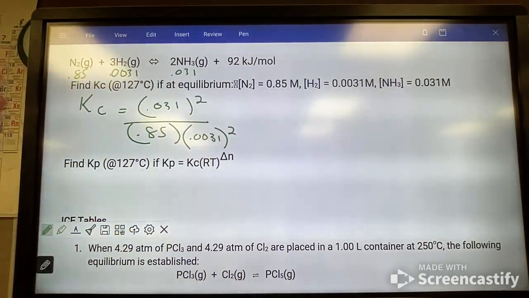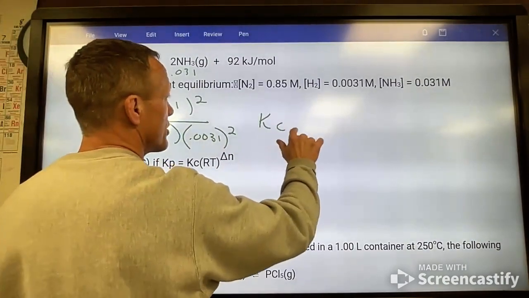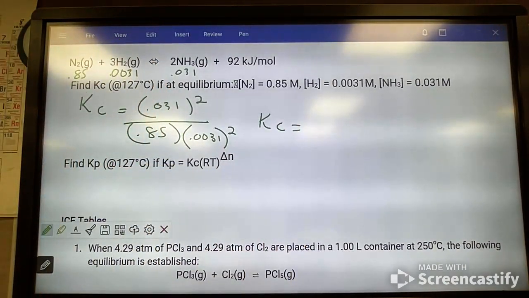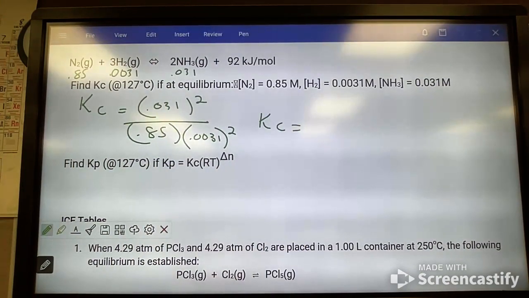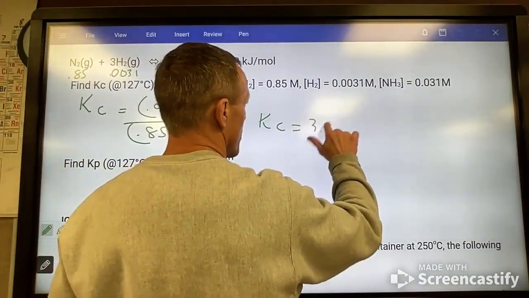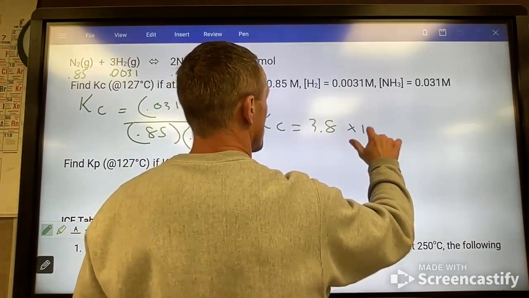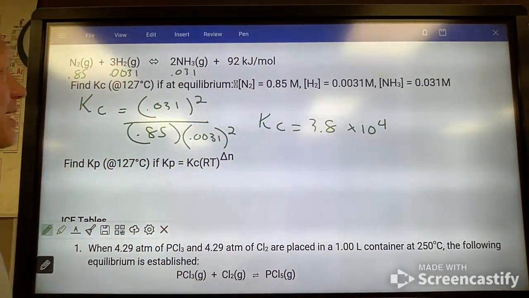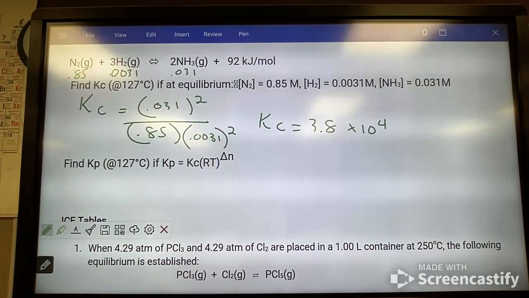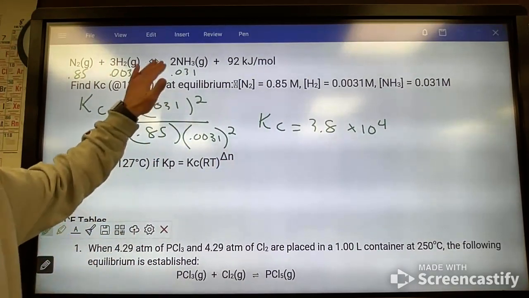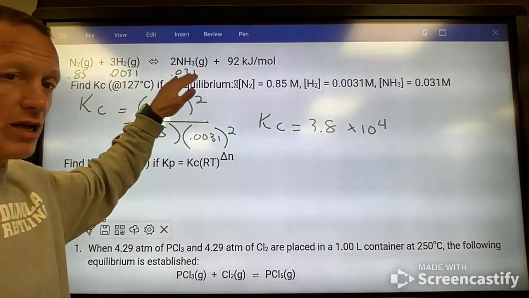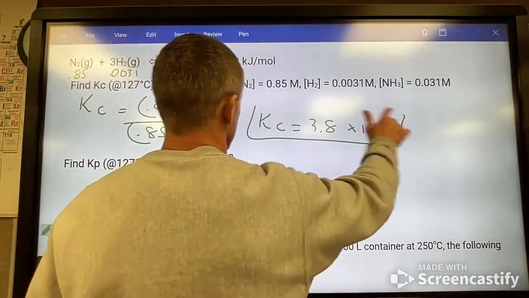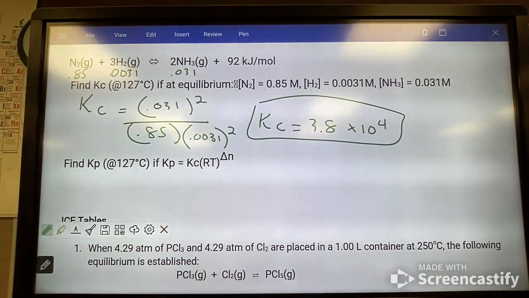squared. So if we get our K in terms of concentration, it is 3.8 times 10 to the 4th. Very big K, which means it favors the products more than the reactants. Okay, there's our K in terms of concentration. Very rarely do we do this, okay, just so you know.